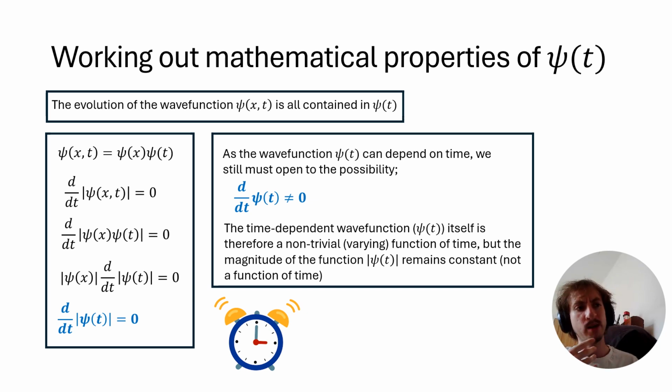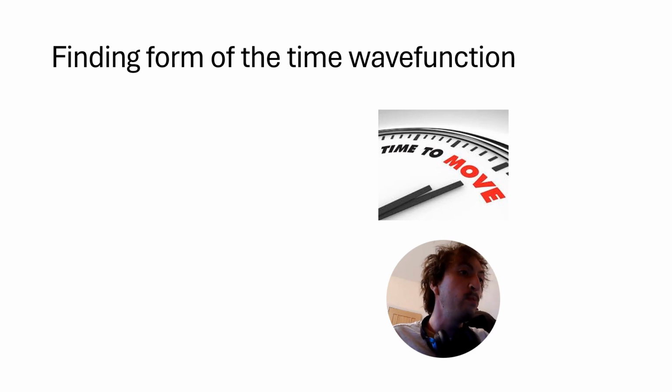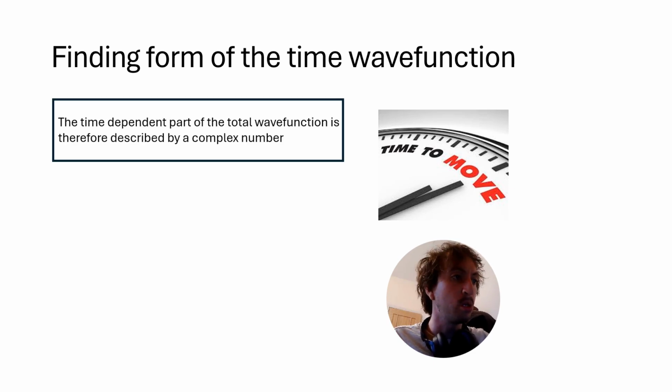And so now we're going to get to what form psi of t could take given these two restrictions about time derivatives concerning it. And this will tell us all we need to know to write down Schrödinger's equation, because all the evolution of our overall wave function is contained within psi of t. So we now have everything we really need to get the time-dependent part of our wave function.